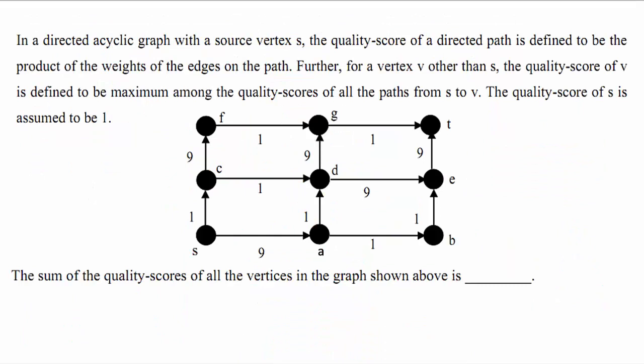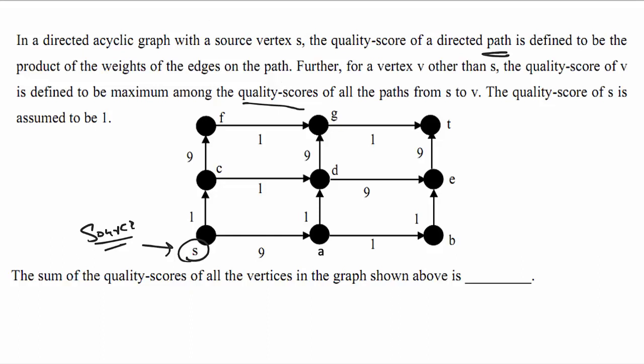That's all. Hi everyone, let's solve this question. This is a GATE 2021 question, and they have defined a new term called quality score. Let me read this question. In a directed acyclic graph with a source vertex S, the quality score of a directed path is defined to be the product of the weights of the edges on the path.